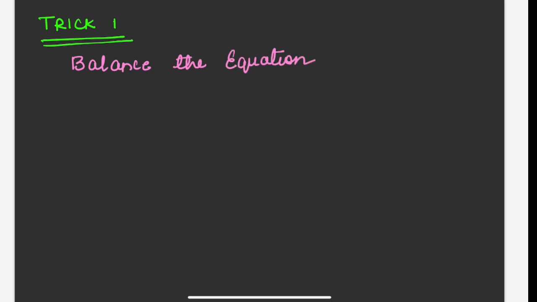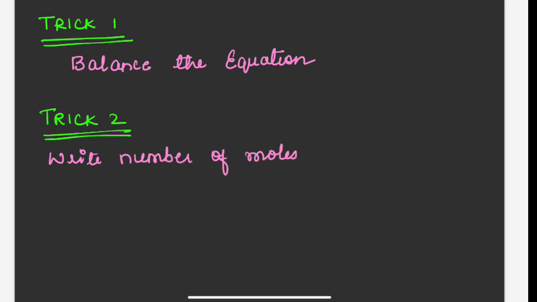Trick number 1 is you have to check whether the given equation is balanced or not, or else you have to balance the equation. So you have to first balance the equation. What is trick number 2 then? Trick 2 is write the number of moles of reactant and product.